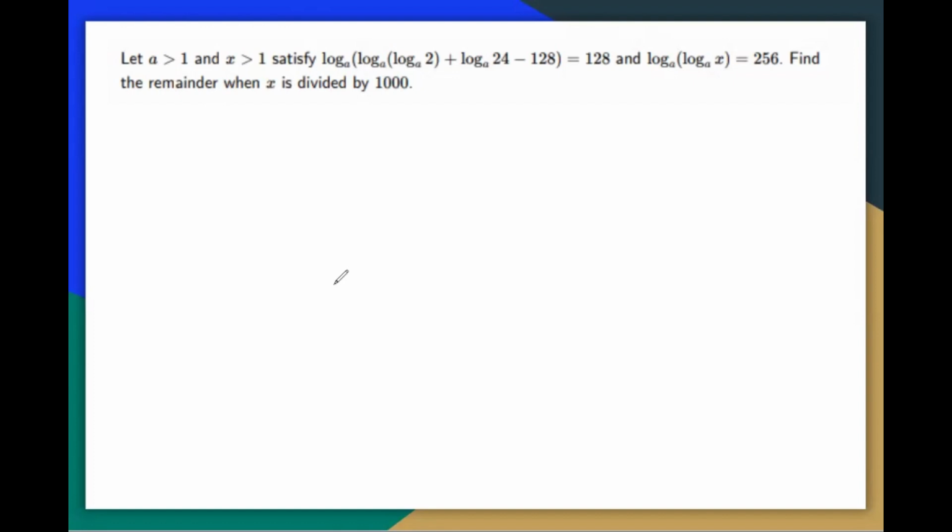So a and x are larger than 1, which is the reason we need it for the log to be defined. We have an equation, and then there is also another equation in terms of x and a given, and then we want to find the remainder when x is divided by 1,000. It's because of the AIME problem, right? But when you look at the equation we are given, especially the first one, because that's going to give us the a. If I know the a, I can get the x somehow.